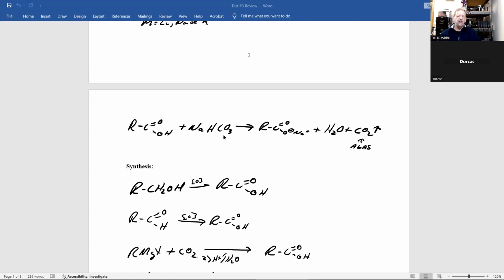Sodium bicarbonate, baking soda, reacts with a carboxylic acid to give the carboxylate anion and carbonic acid, which immediately breaks down to water and carbon dioxide, which is given off. That's what the arrow up means, as a gas.